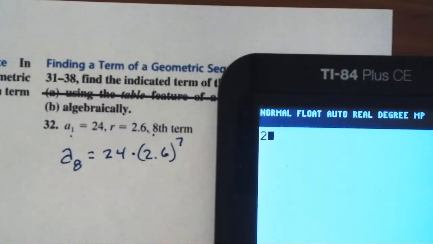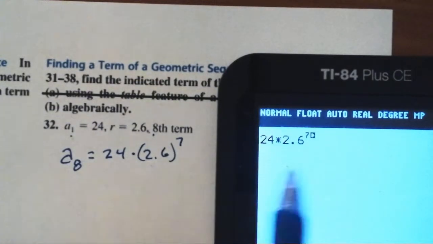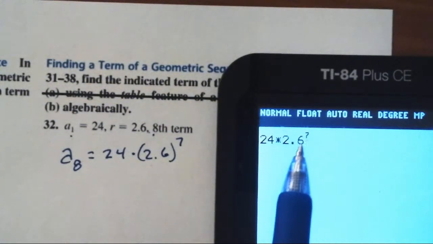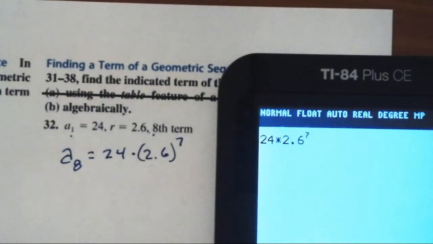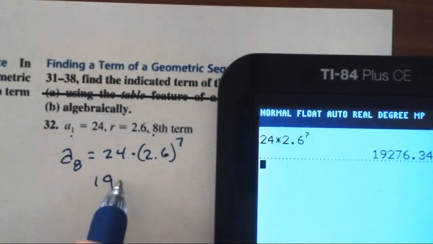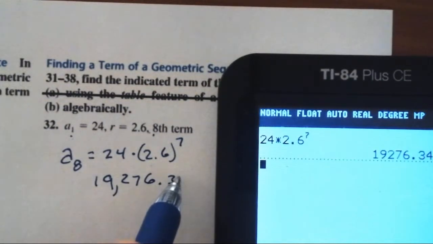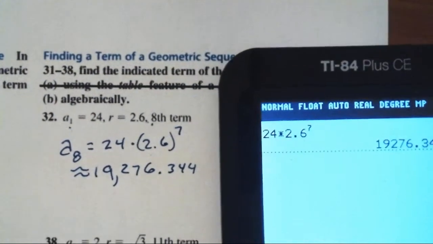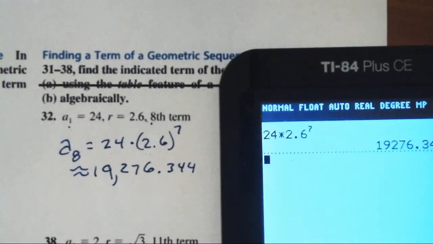We'll go 24 times 2.6 raised to the 7th. We don't really need those extraneous parentheses that I put here, because our calculator is smart enough to know, please excuse my dear Aunt Sally, it will do the exponent first before multiplying the 24. And we get 19,276.344, approximately 3 decimal places as always, unless specified.